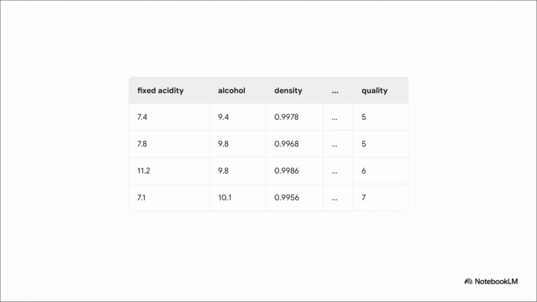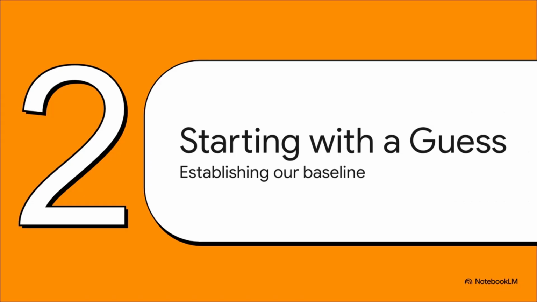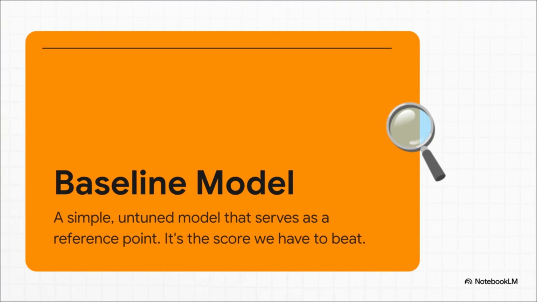That's the whole game. Now, when you're building a machine learning model, you never ever jump straight into the deep end. You'll always start with a super simple guess to see where you stand. We call this a baseline, and it's basically the score to beat. So what exactly is a baseline model? Well, think of it as the simplest, most basic shot you can take at the problem. It's not fancy, it's not tuned, but it is so important. It gives you a reality check, a starting point. It's the before picture in our model's transformation.